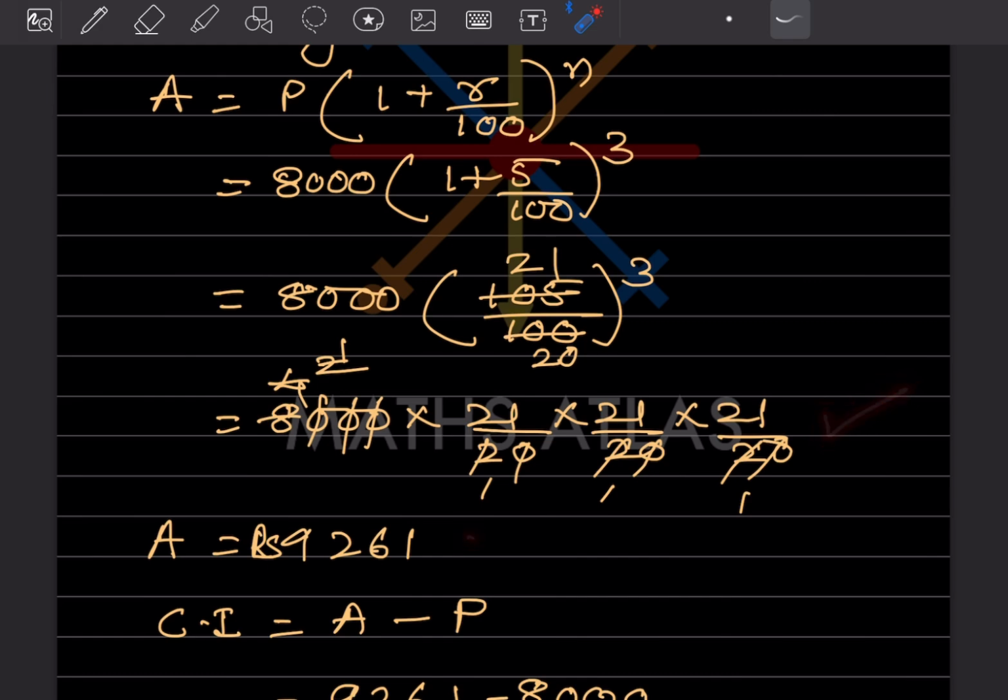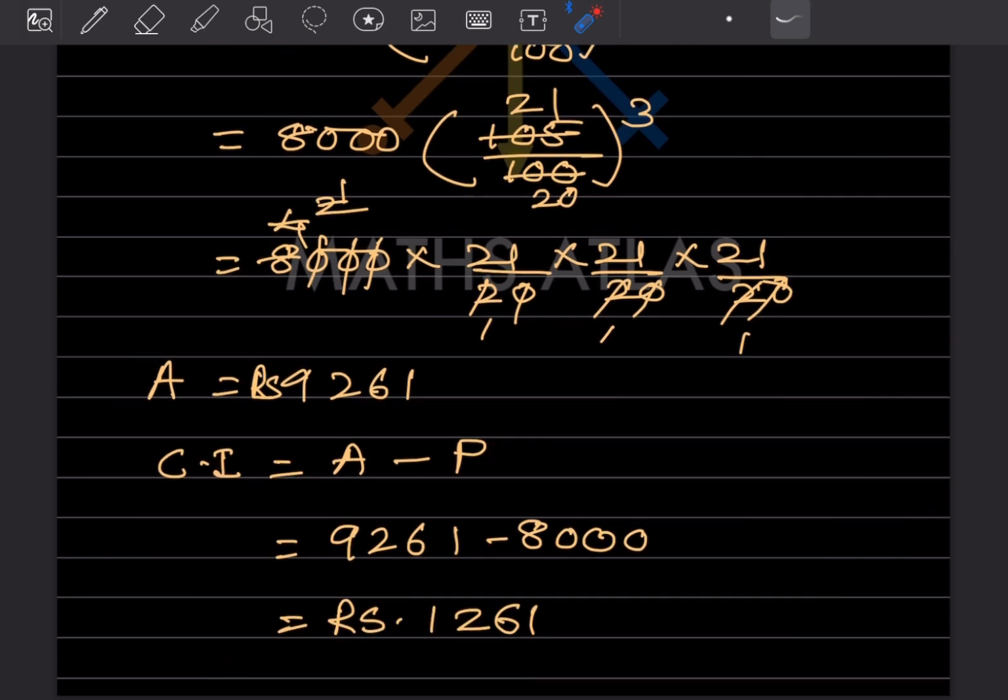Now we have the formula for the compound interest. CI means compound interest, that is A minus P, the amount minus the principal. The amount we get after 3 years, from there we subtract the principal, and whatever remains is the compound interest. So 9261 minus the principal 8,000 will be 1261 rupees. So the compound interest is 1261 rupees.